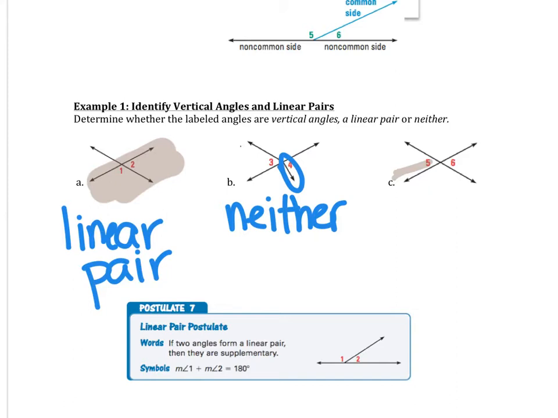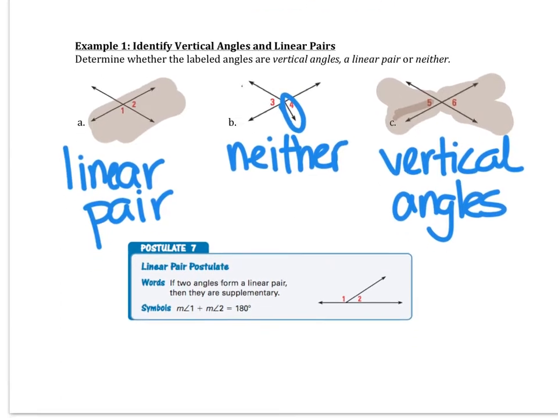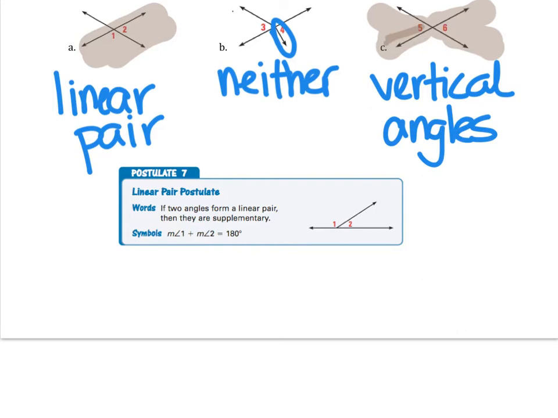And in the next example, you see that these two are across the street from each other. So these would be vertical angles. The linear pair postulate states that if I form a linear pair, they create a straight line. We know the measure of a straight angle is 180 degrees. So a linear pair is supplementary.